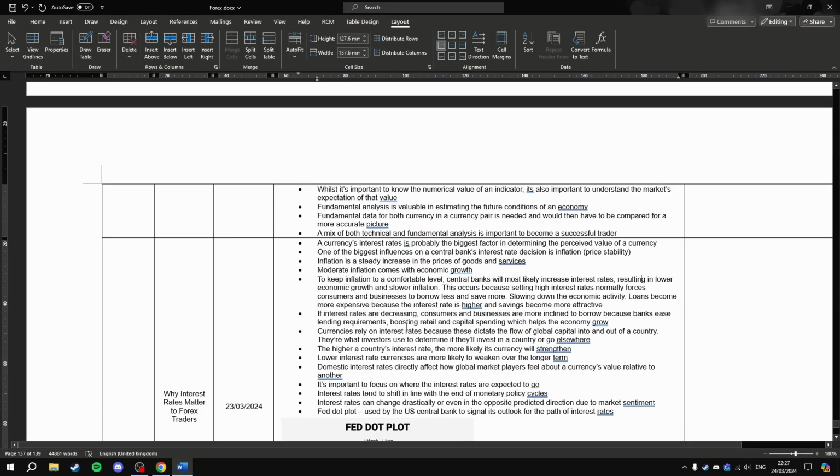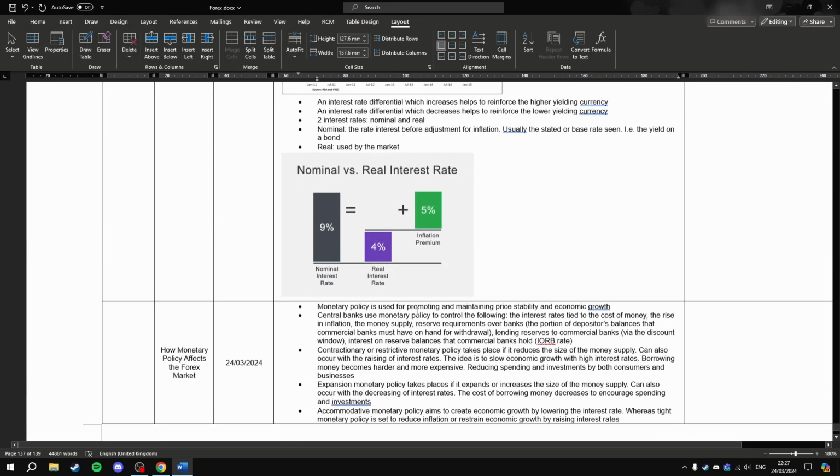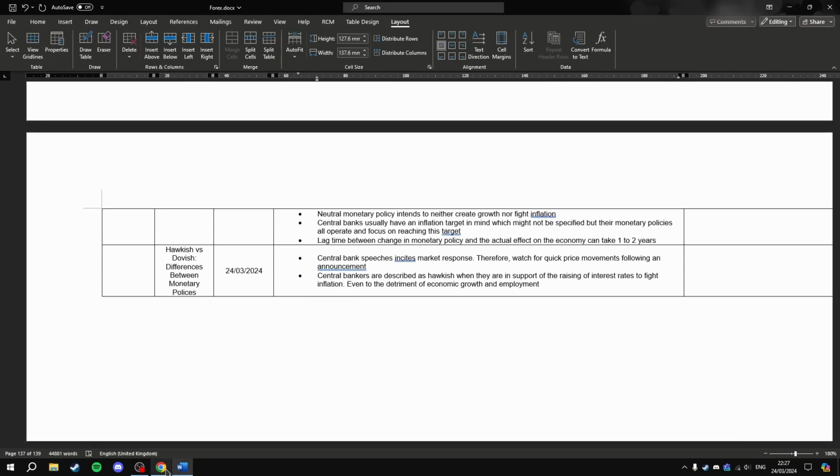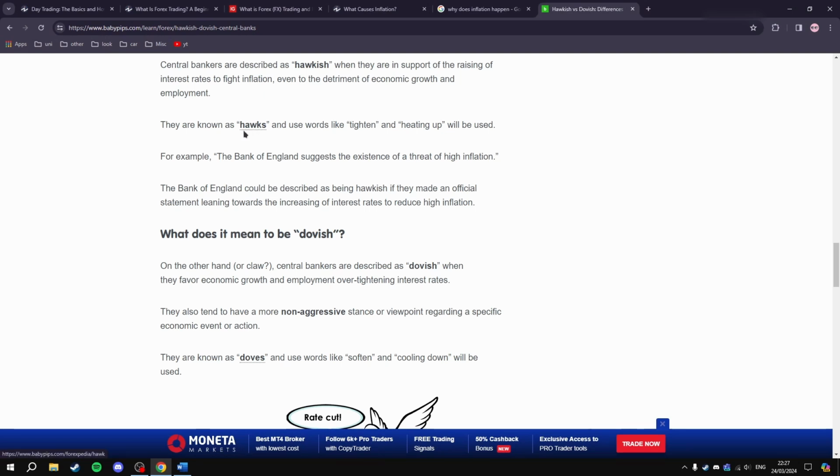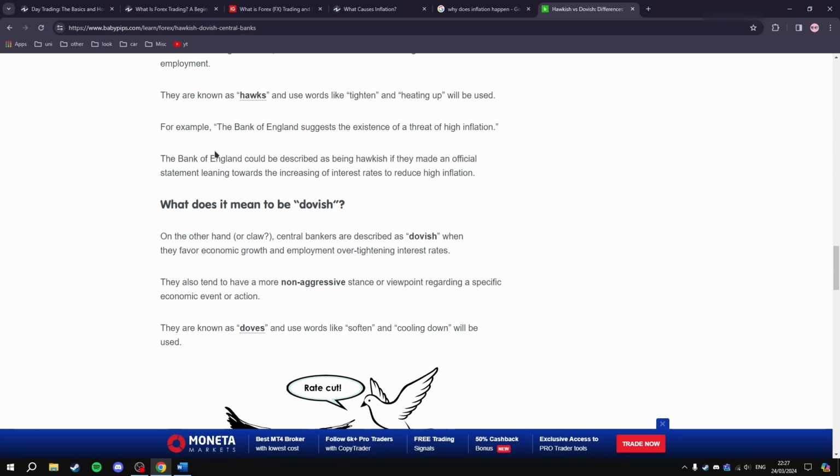Right, so slows inflation. Okay, so hawks. They are known as hawks and use words like "tighten" and "heating up." For example, the Bank of England suggests the existence of a threat of high inflation. The Bank of England could be described as being hawkish if they made an official statement leaning towards the increase of interest rates to reduce high inflation.